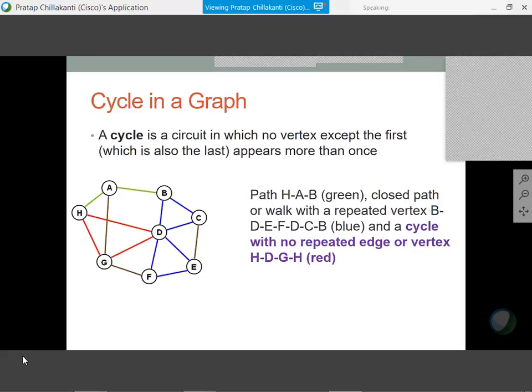The distinguishing characteristic of a cycle is that there is no repeated edge or vertex. If you look at H, D, G, H, there is no repeated edge or vertex. That is what distinguishes a cycle from a path. Does anyone have questions on the difference between a cycle and a path, or a closed path? Okay, so far so good.